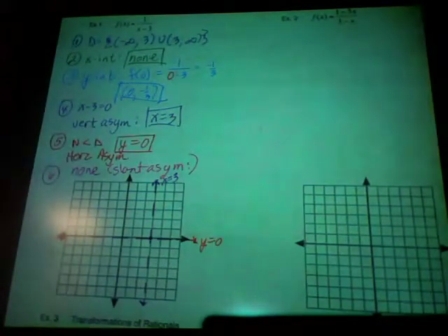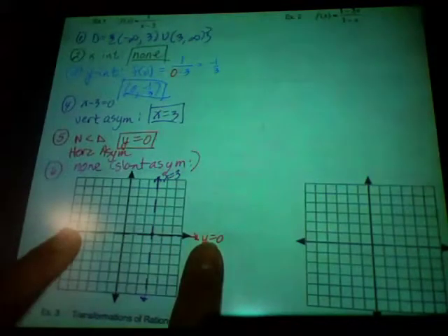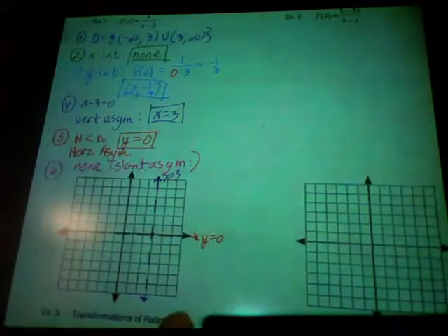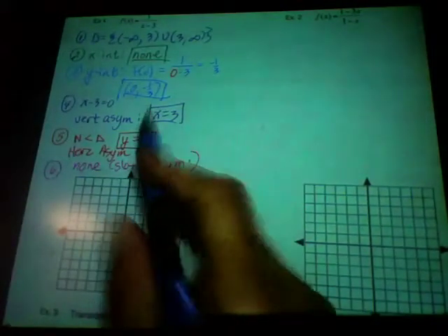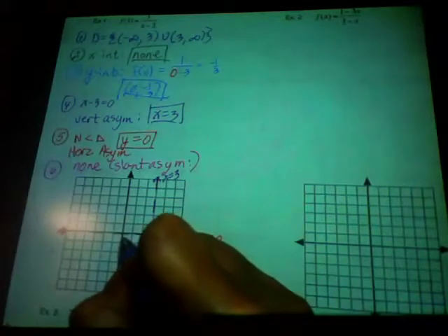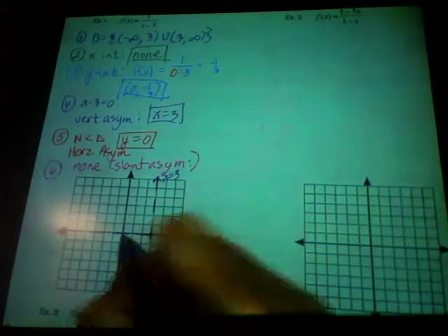And then we had no x-intercept, and that makes sense because our x-axis is a horizontal asymptote, which means our graph shouldn't cross it. We have a y-intercept of what? 0, negative 1/3, right? So here's a point right there.